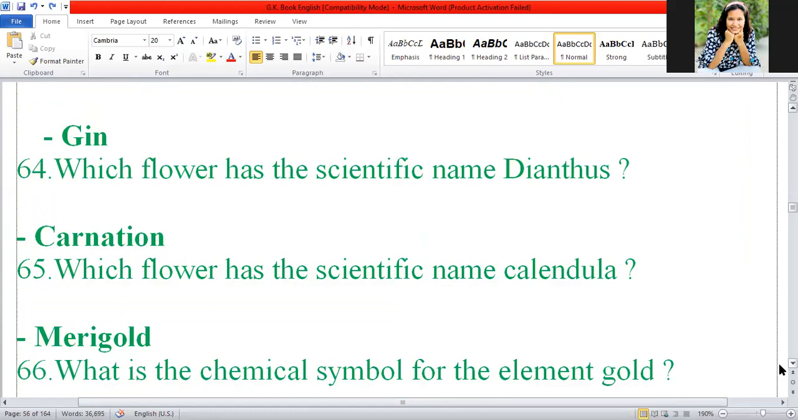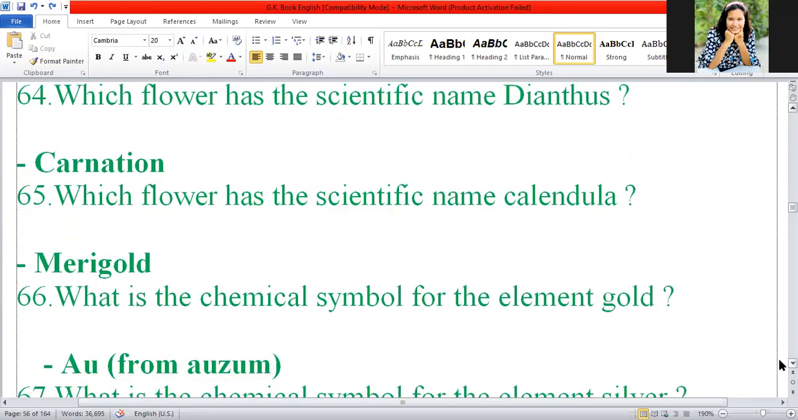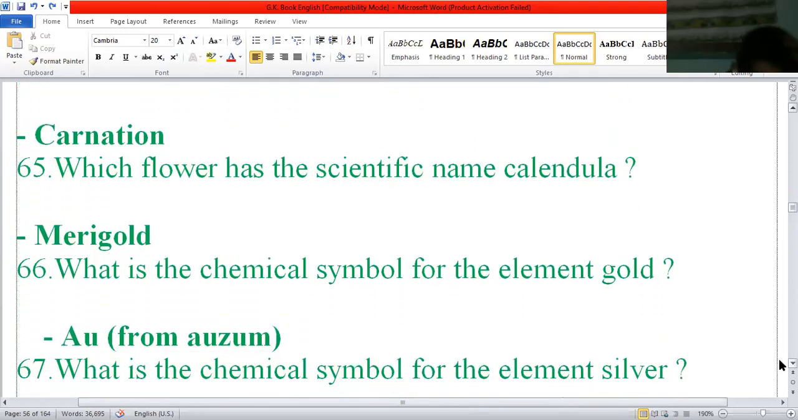This is question number 66. What is the chemical symbol of the element gold?